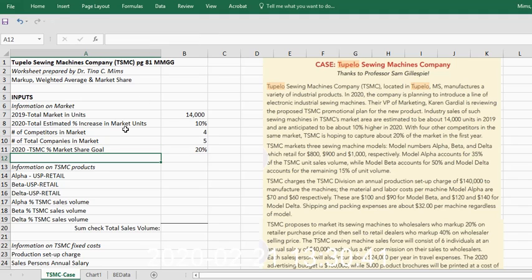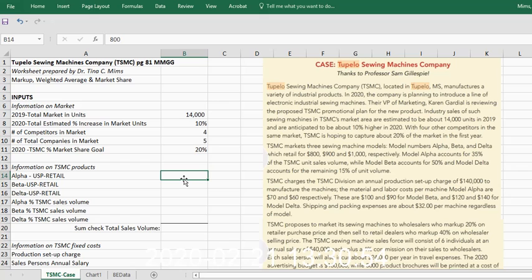Okay. Now, let's see what else they give us. Tupelo markets 3 sewing machine models, Alpha, Beta, and Delta, which retail for $800, $900, and $1,000 each. Now remember, this is the retail sales price, and then each of these sewing machines makes up, for example, Alpha makes up 35% of Tupelo's sales, Beta makes up 50%, and Delta makes up the remaining 15%.